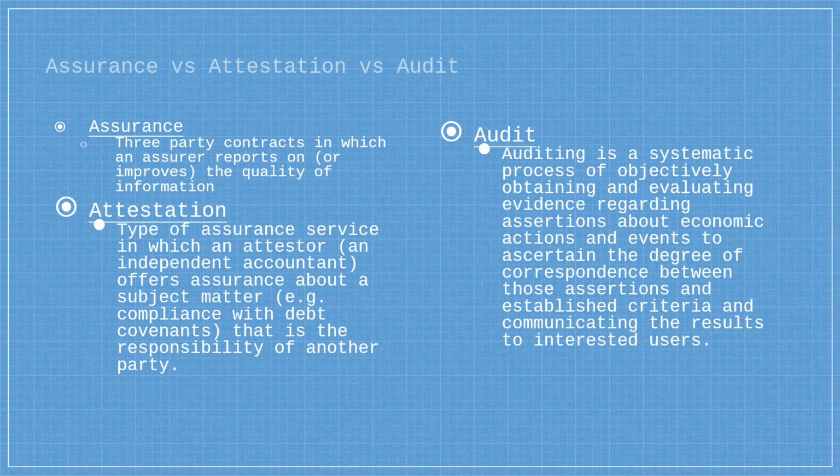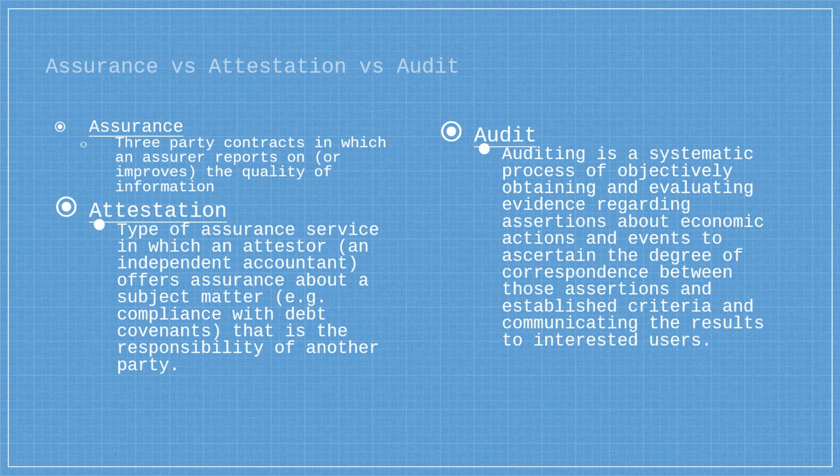In contrast, an attestation is a type of assurance service. So it is an assurance service, but it is a type of assurance service in which an attestor, usually an independent accountant, offers assurance about a subject matter that is the responsibility of another party. An audit, on the other hand, is a type of attestation engagement, which involves a systematic process of objectively obtaining and evaluating evidence regarding assertions about economic actions and events to ascertain the degree of correspondence between the assertions and the established criteria and to communicate the results to the interested users.